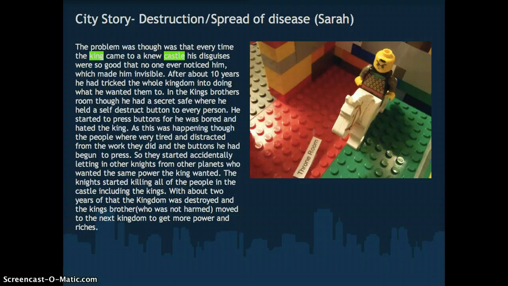The problem was that every time the king came to a new castle, his disguises were so good that no one ever noticed him, which made him invisible. After about 10 years, he had tricked the whole kingdom into doing what he wanted them to. In the king's brother's room, he had a secret safe where he held self-destruct buttons for every person. He started to press the buttons, for he was bored and hated the king.